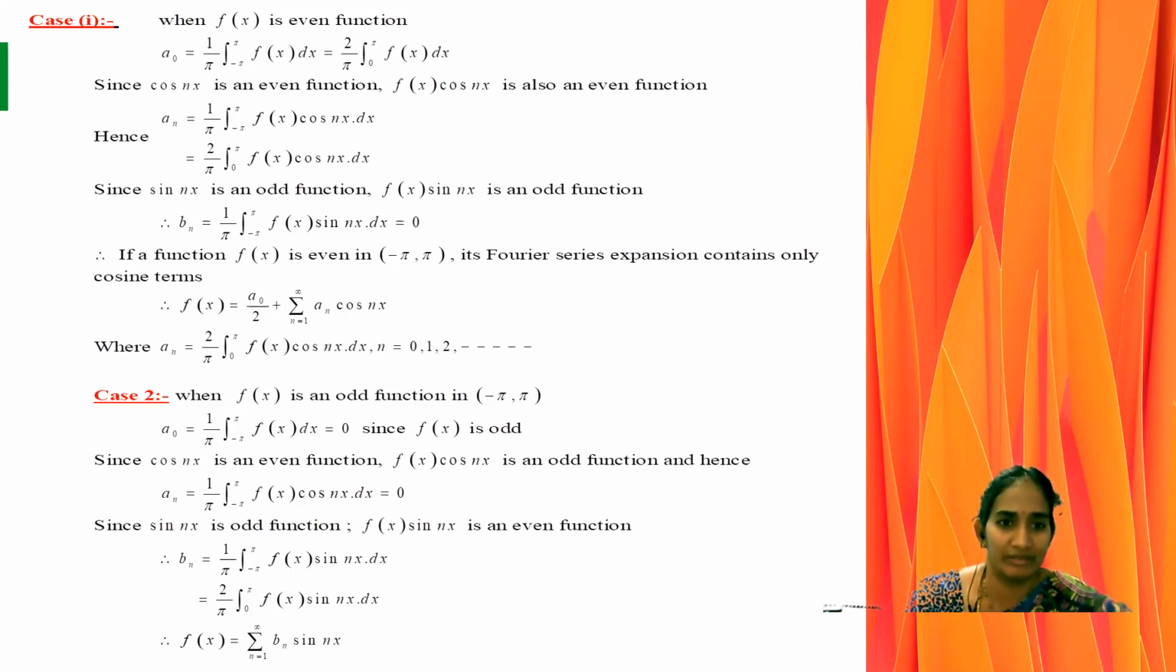As it is, we write the Bn value. Bn equals 1 by pi integral from minus pi to pi of f of x sin nx dx, which equals 0. Why is this value 0? Sin nx is an odd function and we are assuming f of x is even. As I already said, even into odd is odd, so the integral from minus pi to pi of an odd function is always 0. Otherwise, check it with any odd function, suppose x cube: integrate x cube from minus pi to pi, substitute upper limit minus lower limit, and the answer is obviously 0.